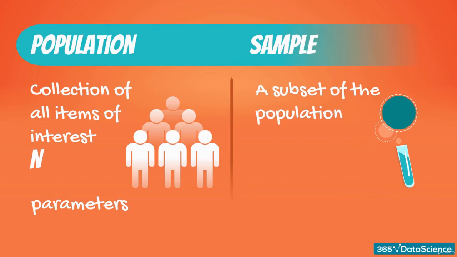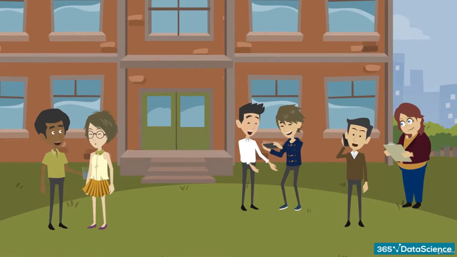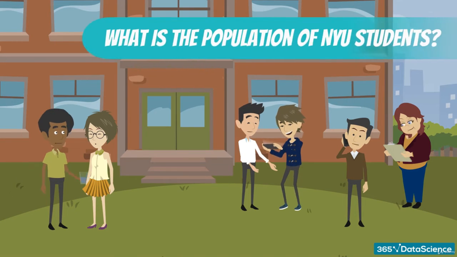A sample is a subset of the population and is denoted with a lowercase n, and the numbers we've obtained when working with a sample are called statistics. Now you know why the field we are studying is called statistics. Let's say we want to perform a survey of the job prospects of the students studying in the New York University. What is the population?